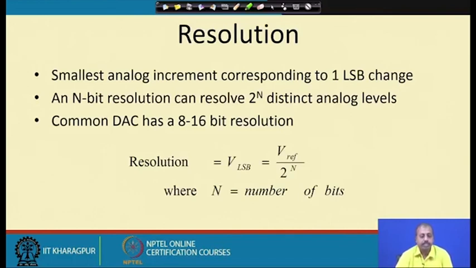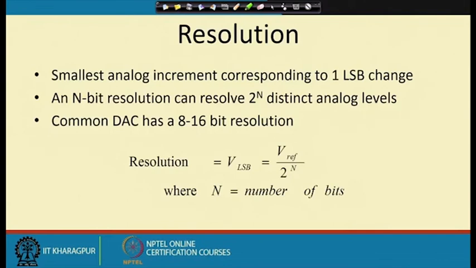Resolution is the smallest analog increment corresponding to 1 LSB change. The minimum amount of change that a DAC can make is by changing the LSB. If you change the least significant bit from 1 to 0 or 0 to 1, there will be an increase or decrease in the analog output. So, when you do this change, the corresponding analog voltage change is the resolution. You cannot change the analog voltage by a value less than this one.